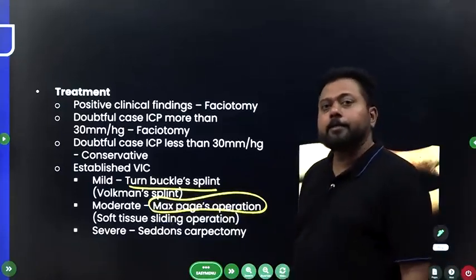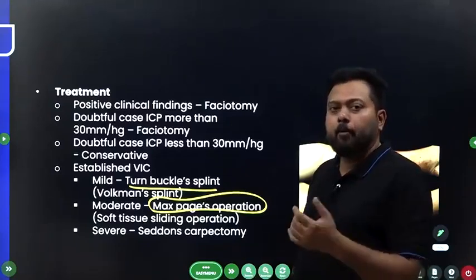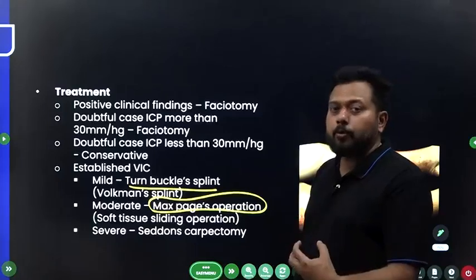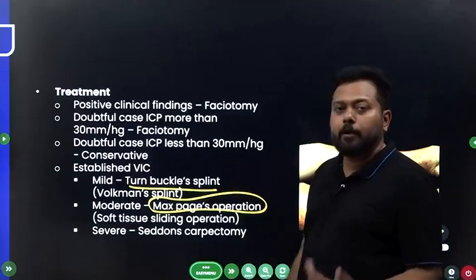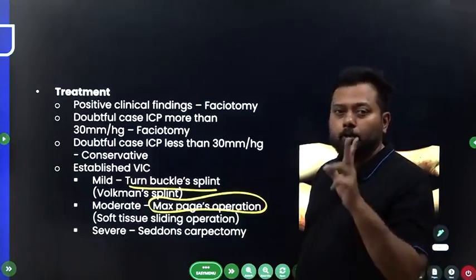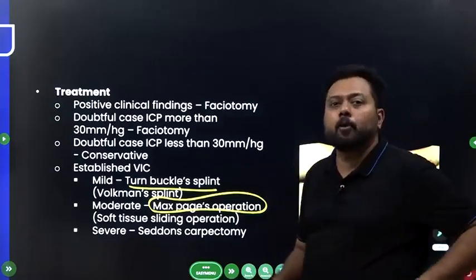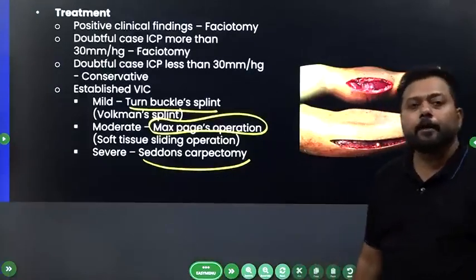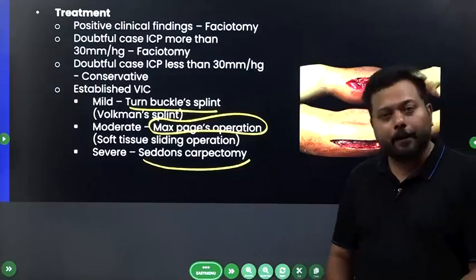For moderate. Severe Sugé's, apart from FDS, FPL and FDP, what happens? The wrist flexors and thumb flexors are also involved. So the soft tissue procedure is not enough. You have to go for a bony procedure. What is a bony procedure? We have 8 carpal bones, and the carpal bones are divided into 2 rows. You are removing all the carpal bones that are present in the proximal row. That's called Sedan's carpectomy. That is the treatment of choice. That completes Volkmann's ischemia and Volkmann's ischemic contracture.